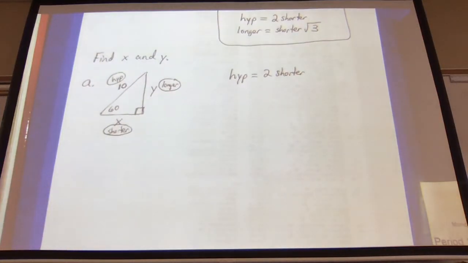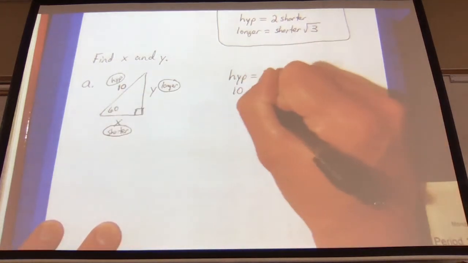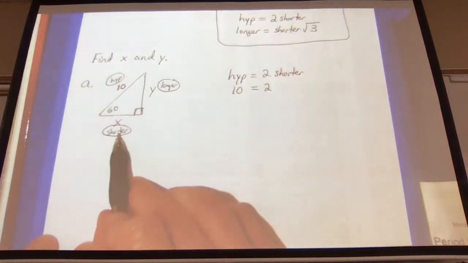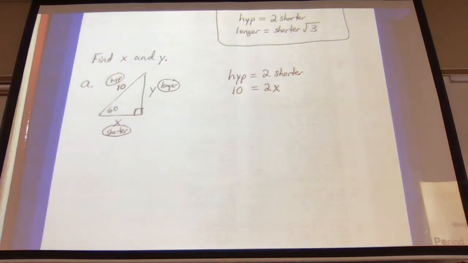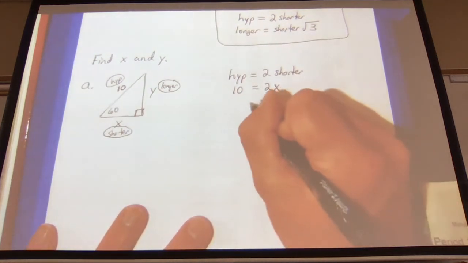And then just like last week, it's just a matter of putting the parts in. Your hypotenuse is 10. We have 2 times the shorter leg. Your shorter leg on the picture is x. This one you're pretty familiar with. To solve for x, you just divide both sides by 2. X would equal 5.